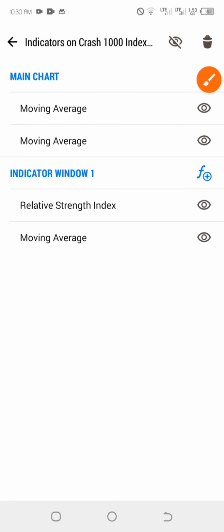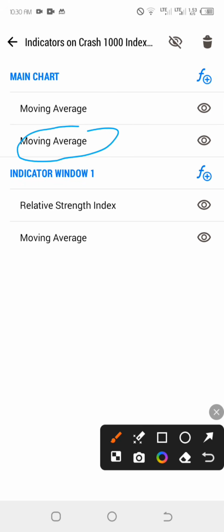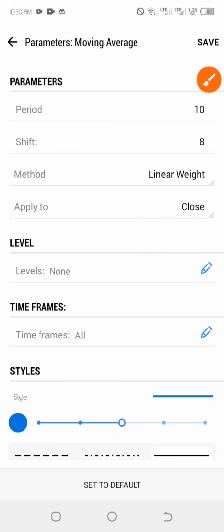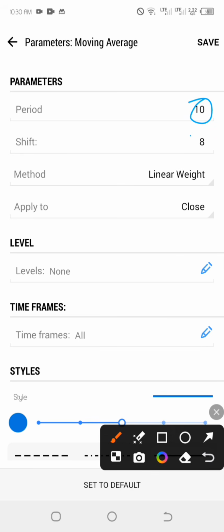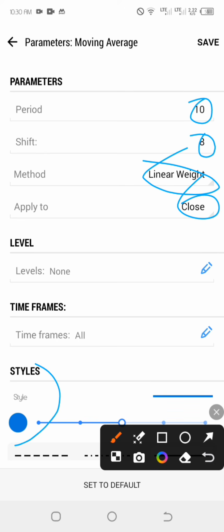Now to the next indicator, which is the moving average. How do we add this up? We click on this F icon again. We search for moving average and click on it. Now for the moving average, the period is 10, shift is 8, method is linear weighted, apply to close, and we are using the blue color. Click on save once you do that, and we go back.